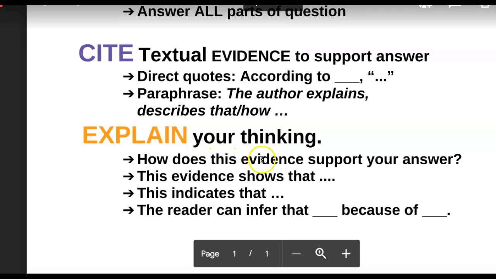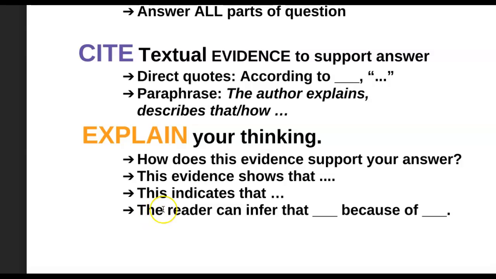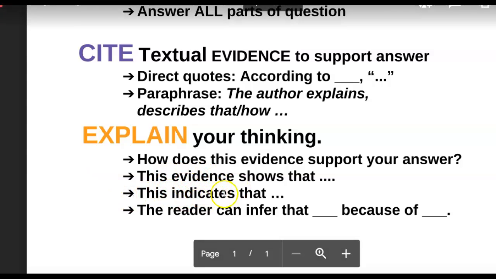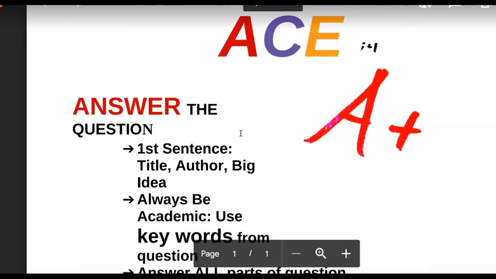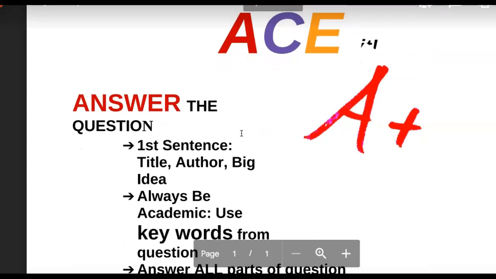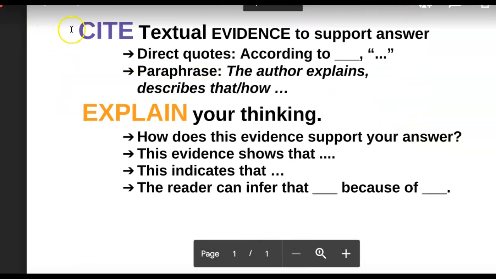Well, how does this evidence support your answer? So here's 3 ways you can start a sentence to explain your thinking. This evidence shows that. This indicates, this tells me that. The reader can infer that blah blah blah because of blah blah blah. So if you want to ace your short constructed response questions, what are the 3 steps? Answer the question, cite textual evidence, and then explain your thinking.